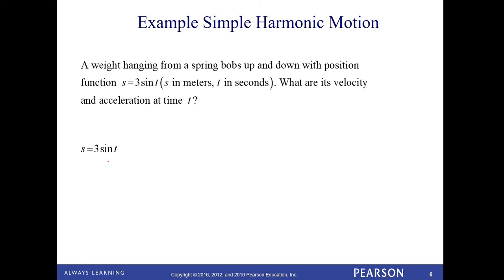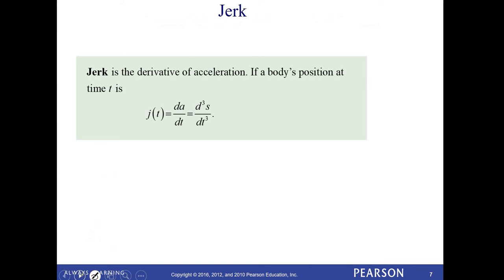So velocity is the first derivative of position. So velocity is ds dt, which is 3 times the derivative of sine, which is cosine. And then acceleration is dv dt, or the second derivative of position. We could also call this d squared s dt squared. And that's 3, again, our coefficient. The derivative of cos t is negative sine t. So again, a pretty simple use of our derivatives of sines and cosines.